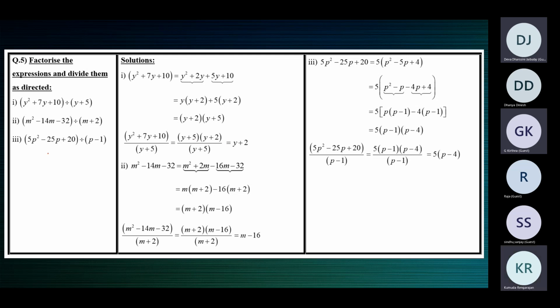Now here, children, a slight change. In the third one, take up the numerator. What you observe is that all the three terms have 5 in common. So bring out the common factor. I've told you, the first step you should do is, if all the terms have something in common, bring out the common factor. So 5p square, 25p and 20 have 5 in common.